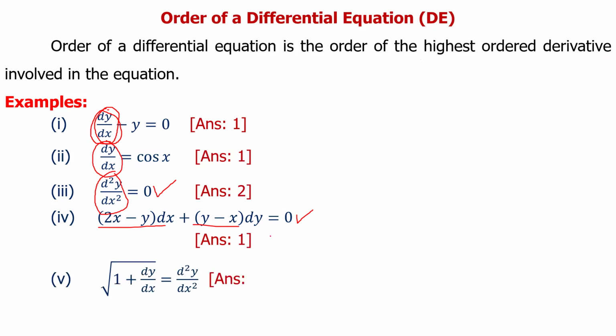Now, if you want to find the order of √(1 + dy/dx) = d²y/dx², the highest order derivative is d²y/dx². So its order is 2. Next, dy/dx = (x + y - 3)/(2x - y + 1). Again, the highest order derivative present in the given equation is only first order. So its order is 1.